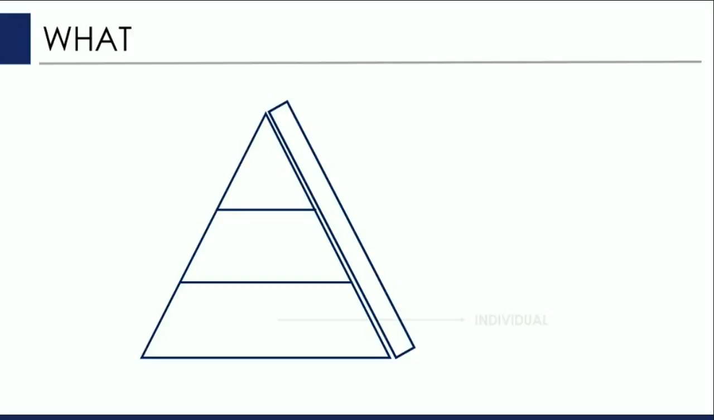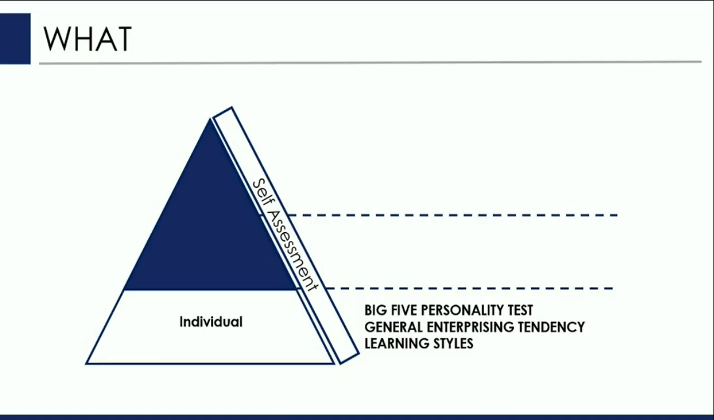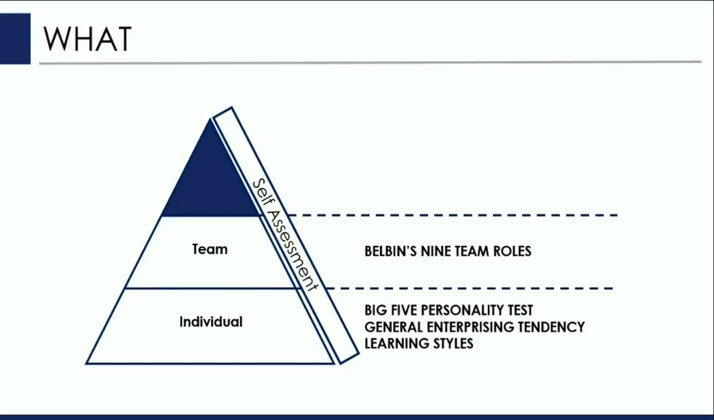Now, let's start with what. In this section, I will explain who I am, and there are 5 big tests that will help me to answer my question. Those 5 tests fall into 3 big categories, which are individual, team, and organization. The first category is about individual skills. It talks about personality, internal skills, and capabilities. The second category is about team roles. It talks about how well you work with others. And the last category is about organization skill. It talks about the capabilities to lead an organization.